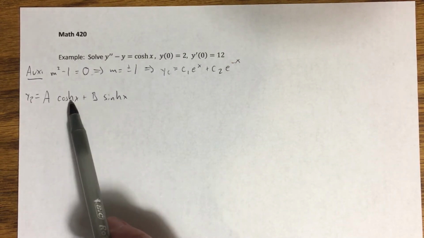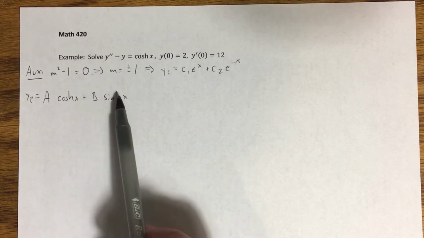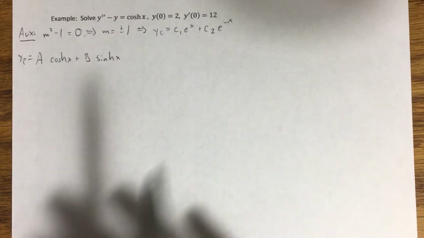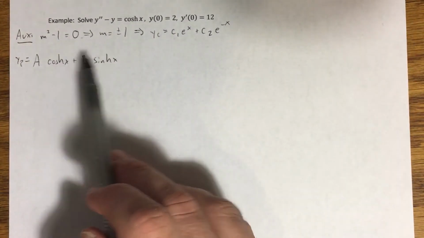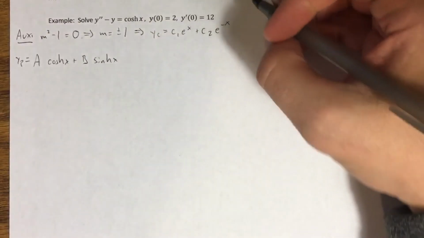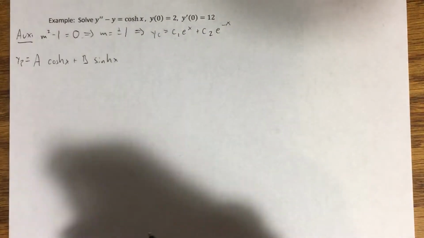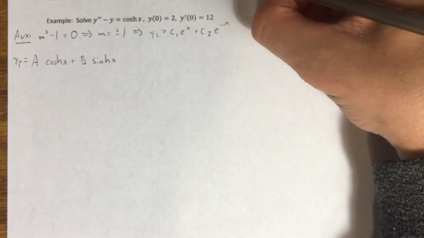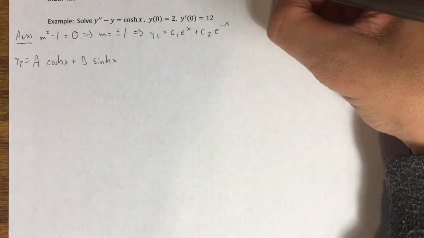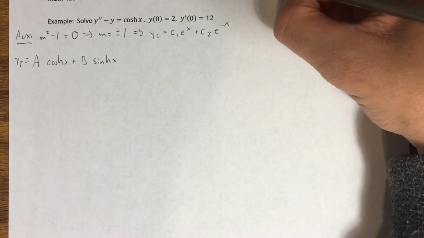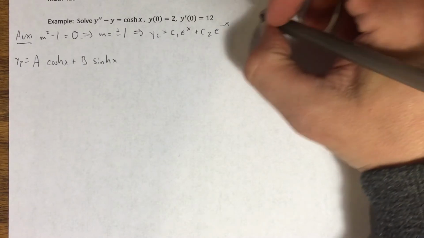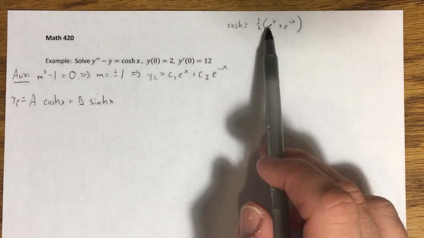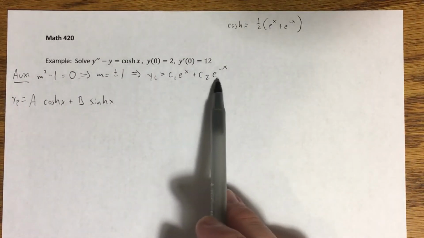Initially looking at these, it appears as though there's no overlap between yp and yc. But you would be wrong if you said that because you're forgetting how these functions are defined. Remember, we'll just say cosh, for example. I'm going to write this up here. Cosh is equal to 1/2 times e to the x plus e to the negative x, right? Now, that e to the x and that e to the negative x make an appearance here.